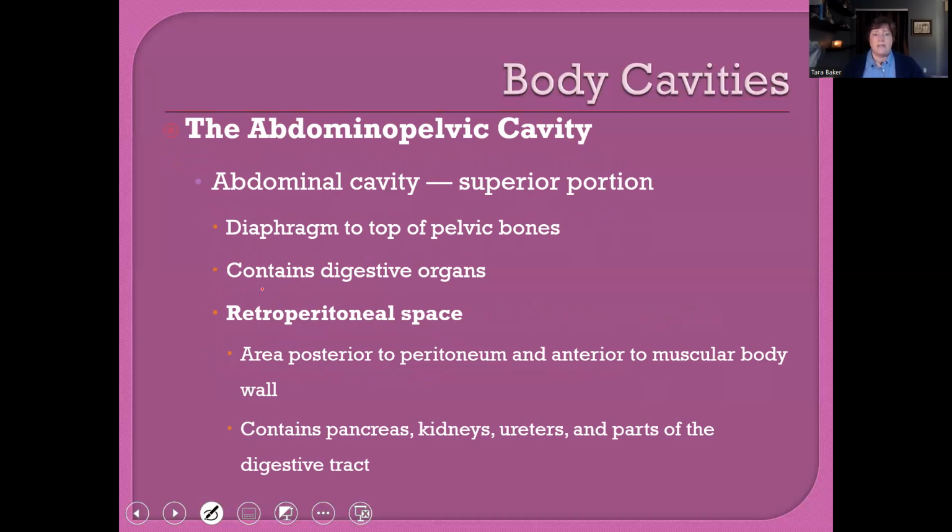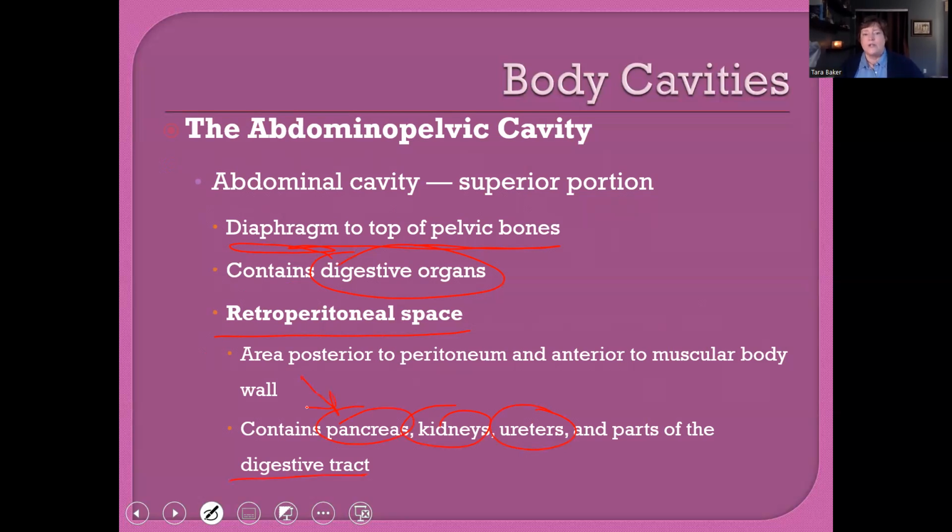So the abdominal cavity is from your diaphragm to the top of your pelvic bones. And it has primarily digestive organs inside of it. So that's where your stomach's going to be. That's where your small intestine, your large intestine are going to be. Behind that, if we carefully lifted out the abdominal cavity, we would find some organs that are actually attached to the back of your body wall. And those organs are called retroperitoneal, retro behind the peritoneum. And that's going to be the pancreas, the kidneys, ureters, and part of your digestive tract.